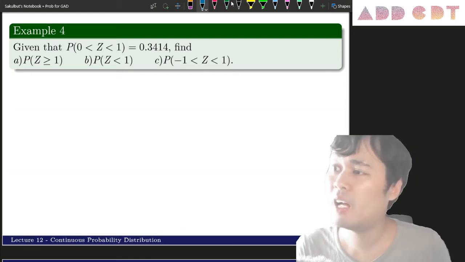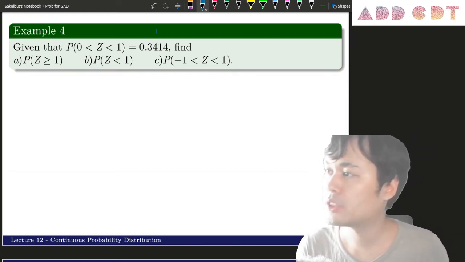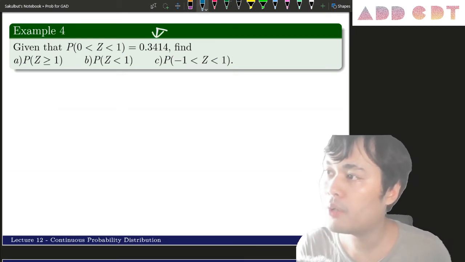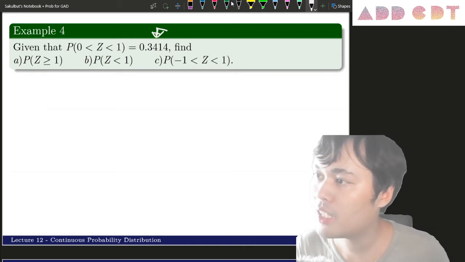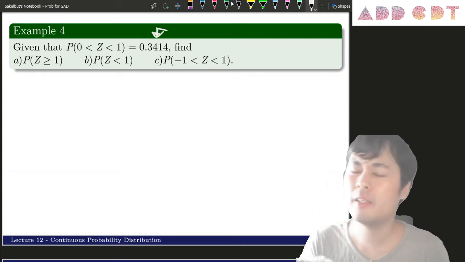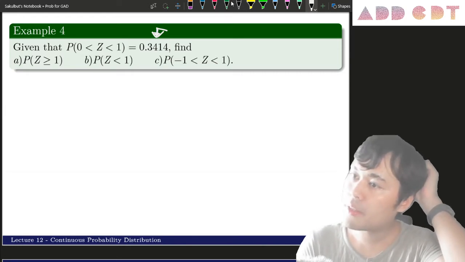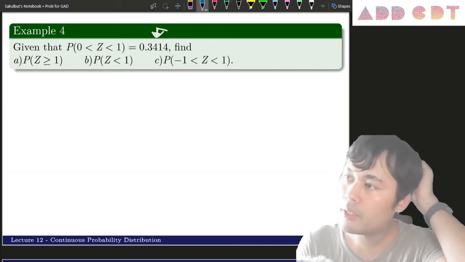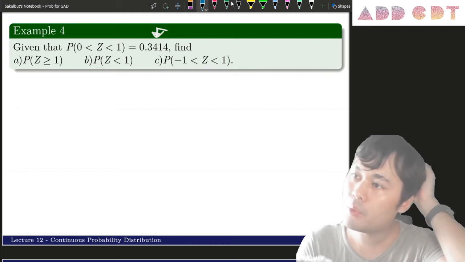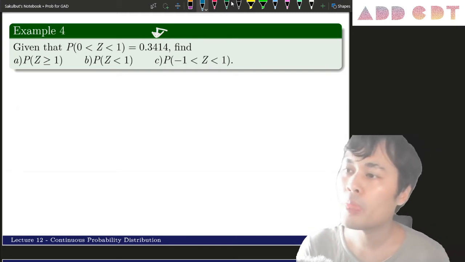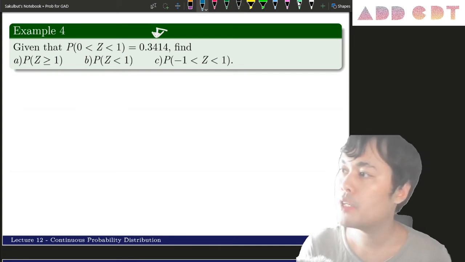But if they are merciful, if they believe you are not going to use that again in your life, then they will just give you a number and ask if you can manipulate that around. So let's start from the statement, right? So if you are given that this area is 0.341, let's first draw a graph here.